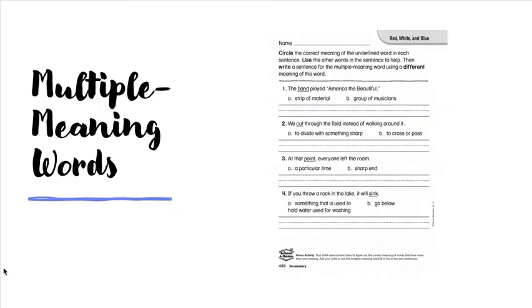So now you guys are ready to go on to do page 498 in your Readers and Writers Notebook. It's about multiple meaning words. Circle the correct meaning for the underlined word in each sentence. Use the other words in the sentence to help. Then write a sentence for the multiple meaning word using a different meaning of the word. So that's what you're doing on this page. You can pause the video while you do that.